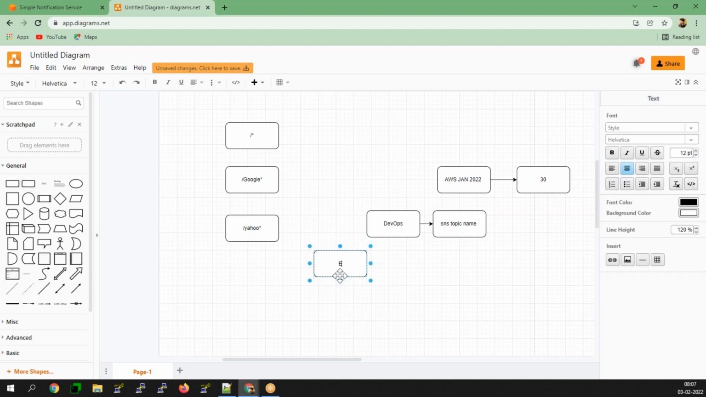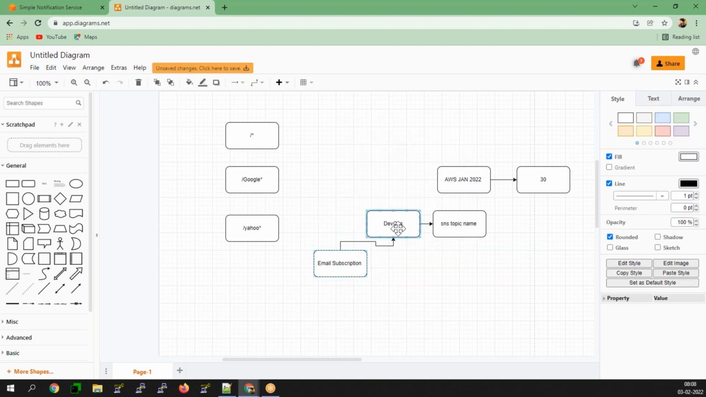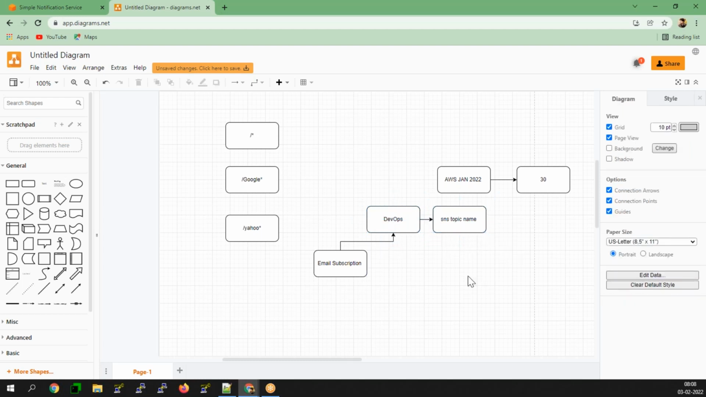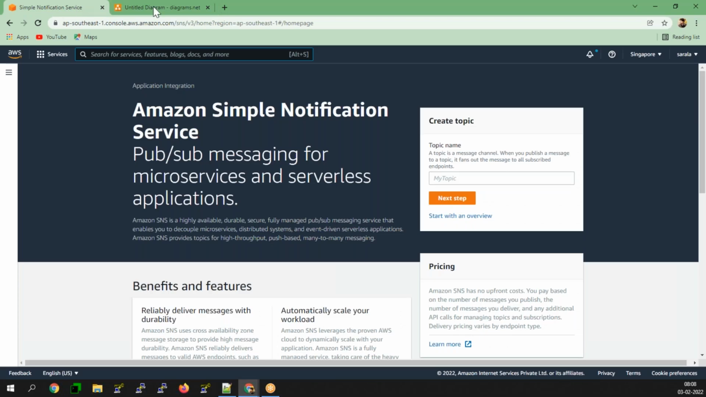You are enabling the email subscription and registering this respective subscription to the DevOps topic. So this is what you are doing right now. You're creating a topic, and for the email subscription, you are adding the respective subscription here.